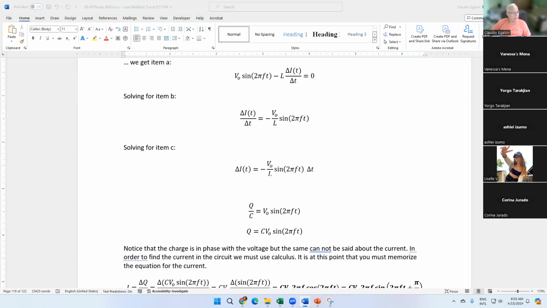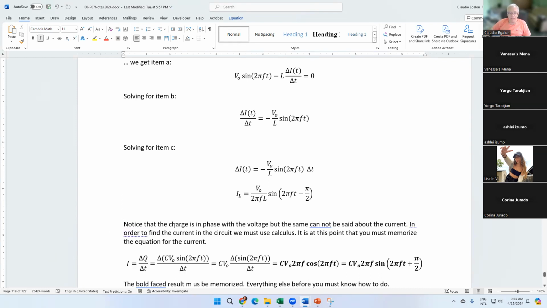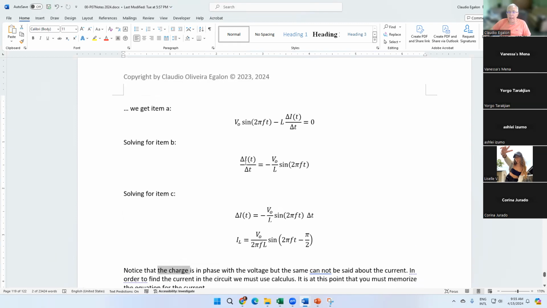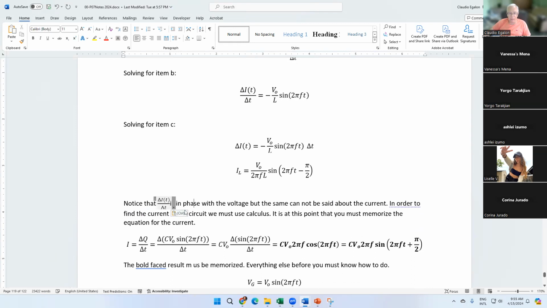Okay. And the I ends up being something like that. Delta I over delta T is in phase with the voltage, but not the current. Note that delta I over delta T is in phase with the voltage, but the same cannot be said about the current. In order to find the current in the circuit, we must use calculus.